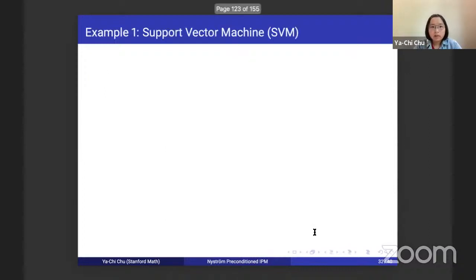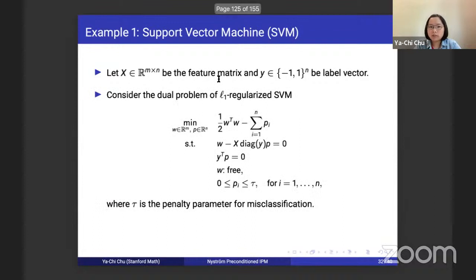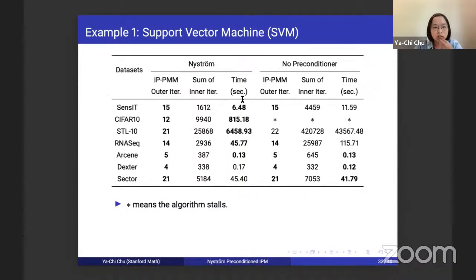Okay, so the first example we want to look at is the support vector machine, which is for a classification problem. We have X as a feature matrix, and Y as the two-class label vector. The dual problem for L1 SVM is this QP. We have the free variable here, and we also have the box constraints here, which fits into the format of our algorithm. In this case, the normal equation will have size features plus 1. Okay, so this is the result here.